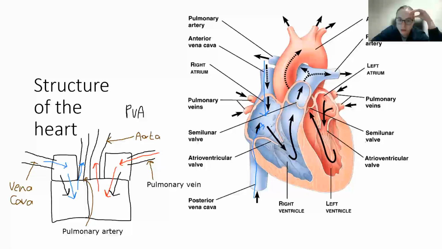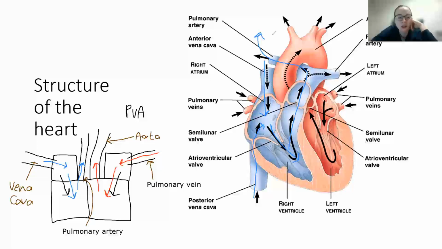Then it's going through this, which we haven't talked about yet, but it's a valve, so we'll talk about that in a minute, into our right ventricle. Remember, it's still deoxygenated. Perfect. Then it's going up here into our vessel, which is our pulmonary artery, and it's going towards our lungs. So let's just say it's going this way. Remember, this is a complicated diagram. Okay? So it's going towards our lungs up there.